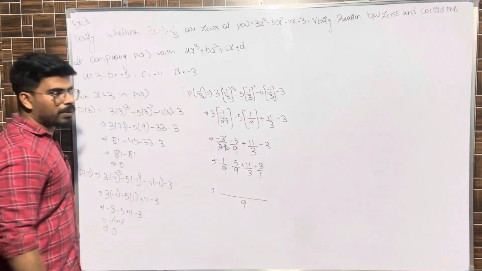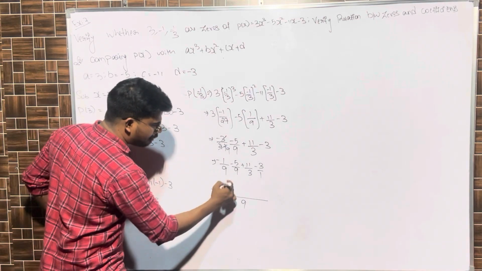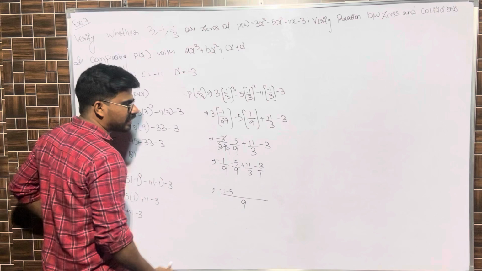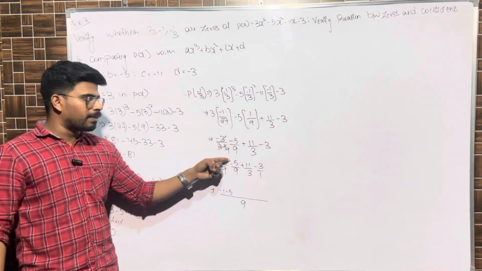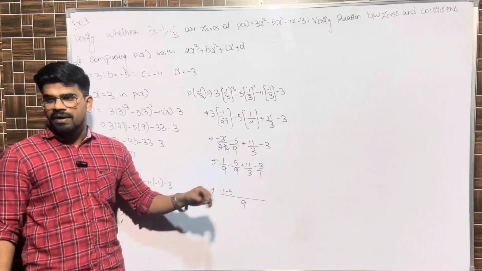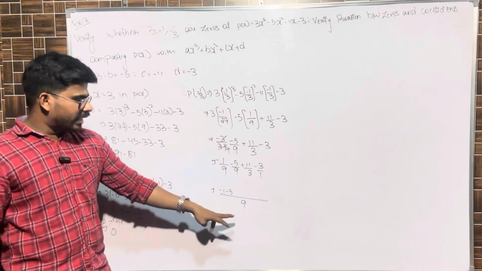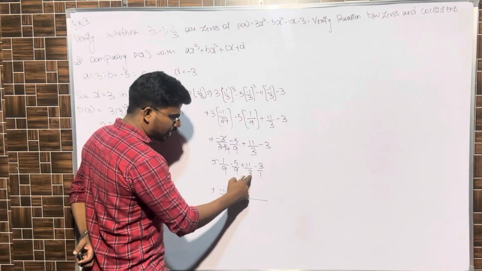Am I supposed to multiply this minus 1 with any number? No. Minus 1 as it is. Minus 5 is also as it is. LCM term is 9. In minus 1 and minus 5, the denominator 9 is already there. So we need not multiply minus 1 and minus 5 with any number. However, LCM term is 9 and 3 is there in the denominator of 11.